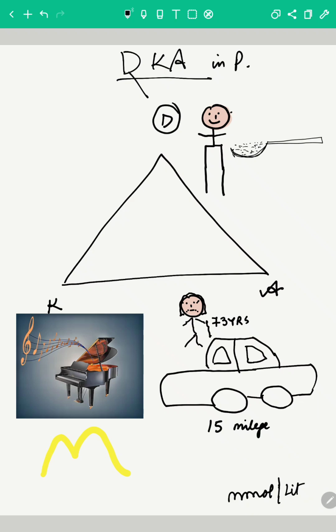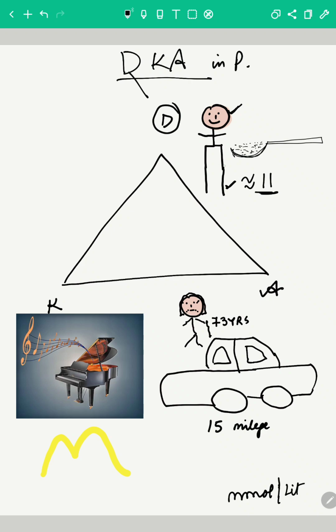So this beautiful lady, she's come with either a history of diabetes mellitus, or if you can see her tall long legs which symbolize the number 11, then you can remember that blood glucose level more than 11 millimoles per liter is the diagnostic criteria for diabetic ketoacidosis.